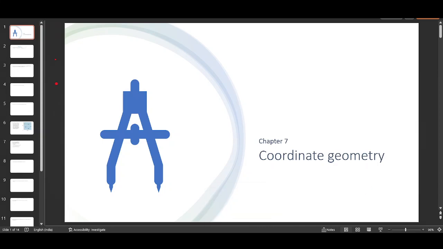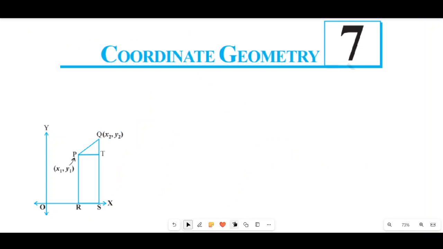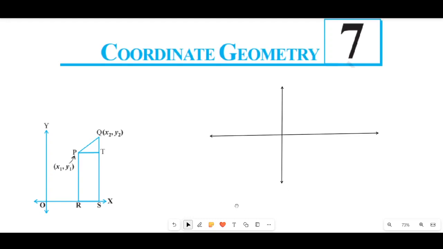So, do you know about the XY plane, which is very basic and related to previous class? Before this, we cannot move on to this chapter. Do you know?